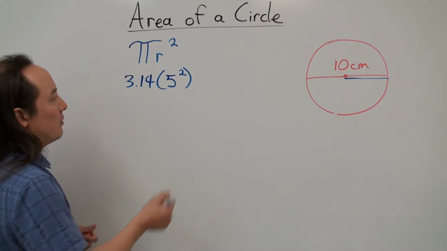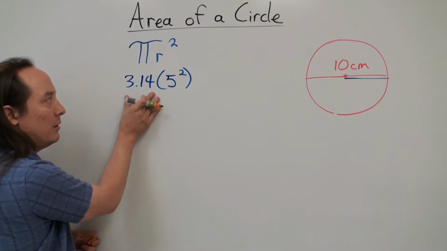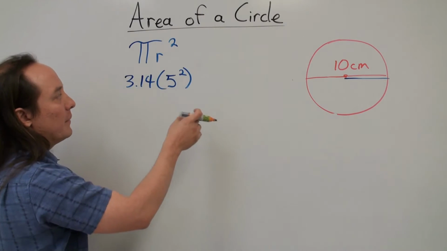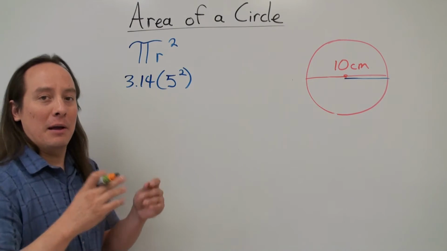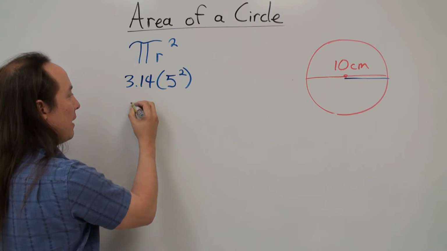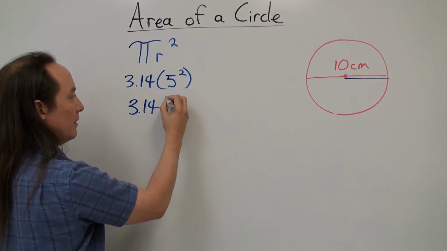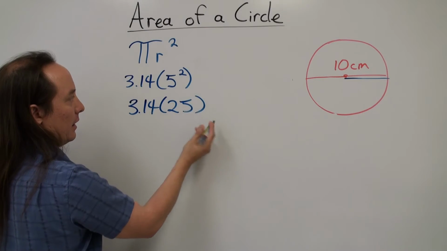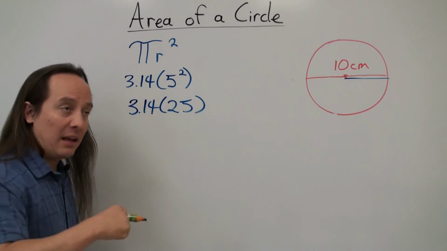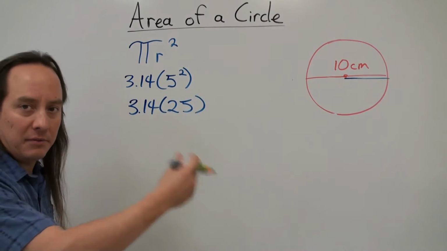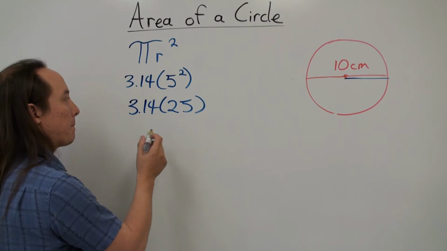Anyway, moving on. So like I said, order of operations, we have multiplication, pi times this number. But in this number, it has an exponent, and we have to do the exponent first. So 5 squared is 25. It's this number 5 multiplied by itself 2 times. So it's 5 times 5.